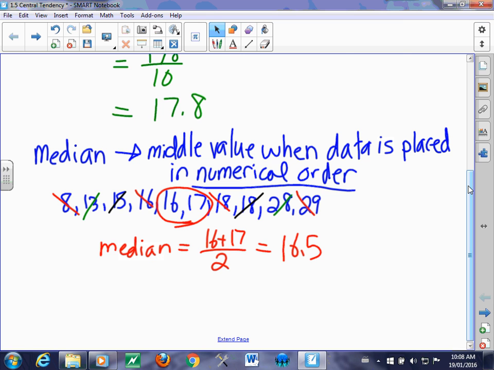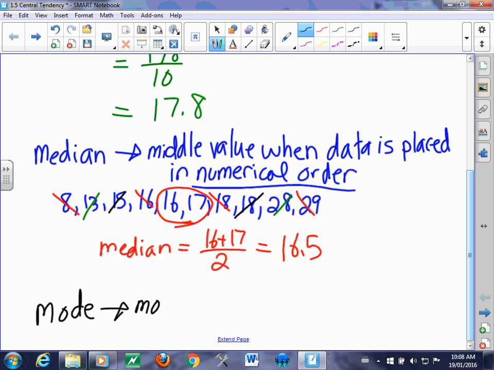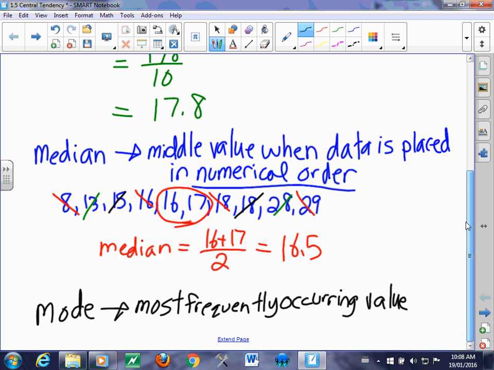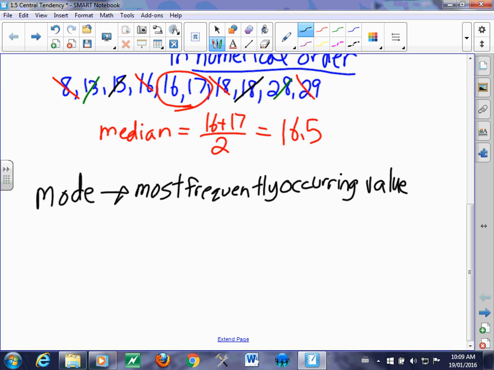And the last one we'll take a look at in the warm-up is our mode. So mode, ladies and gentlemen, equals the most frequently occurring number or value. Okay, so scan the list of data, ladies and gentlemen, and take a look. Which one occurs most often? Well, there's actually two. So it's going to be 16 and 18. And if there's two, we actually call this bimodal.